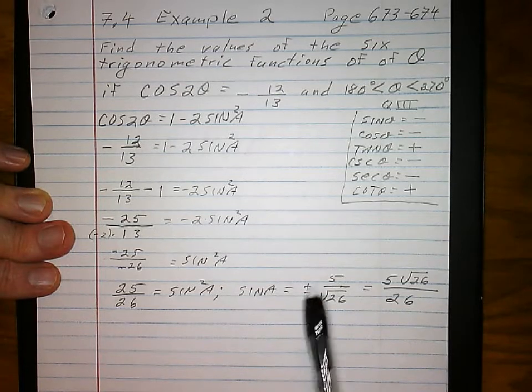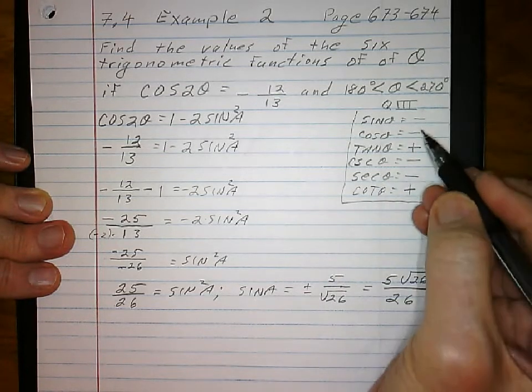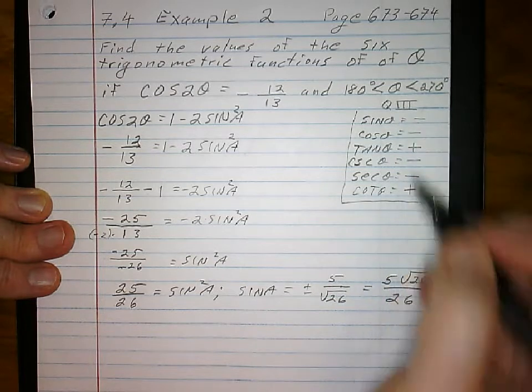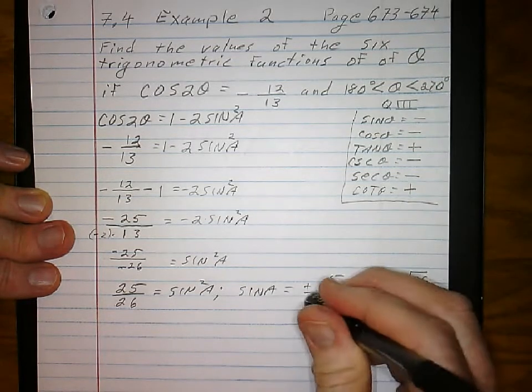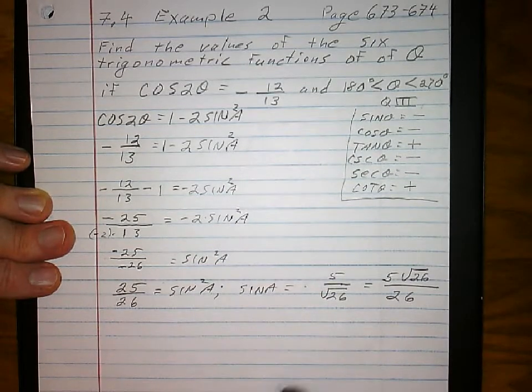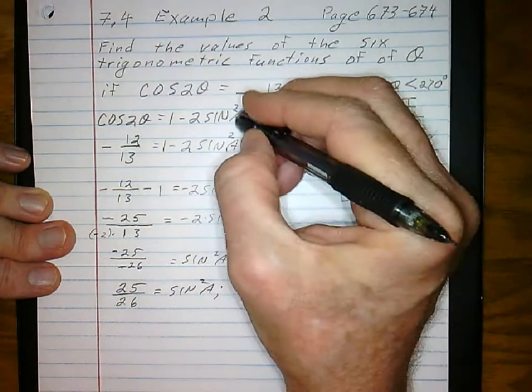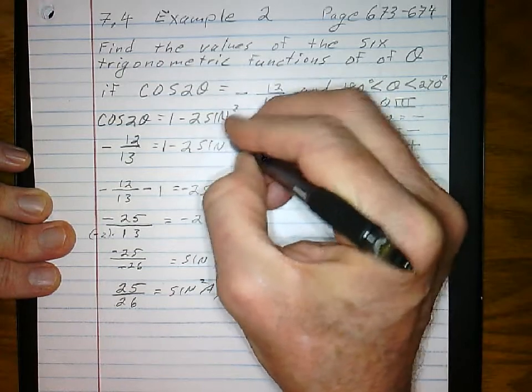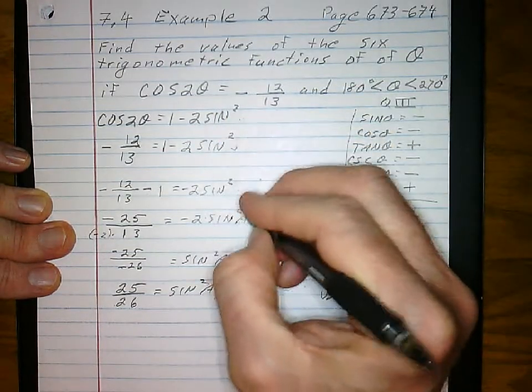I can't have two signs here. Oh, wait, over here I said sine of theta is negative. So I'm going to take the negative. Oh, why did I say A? Because the formula said A. Every one of these, make sure your angles make sense.